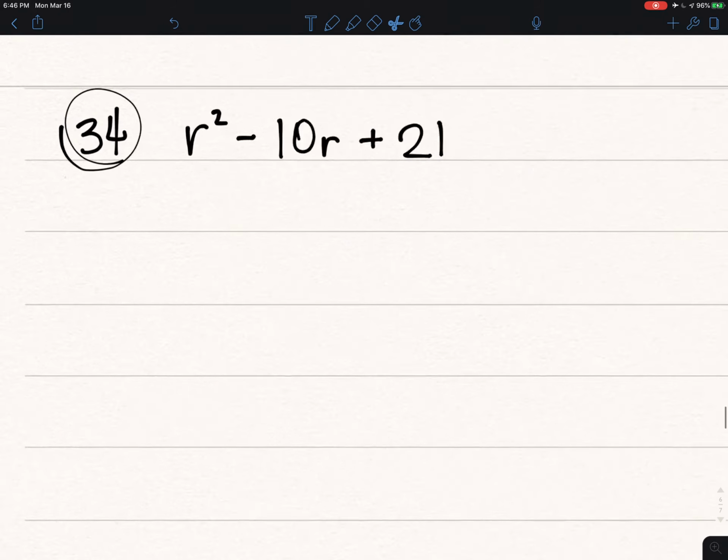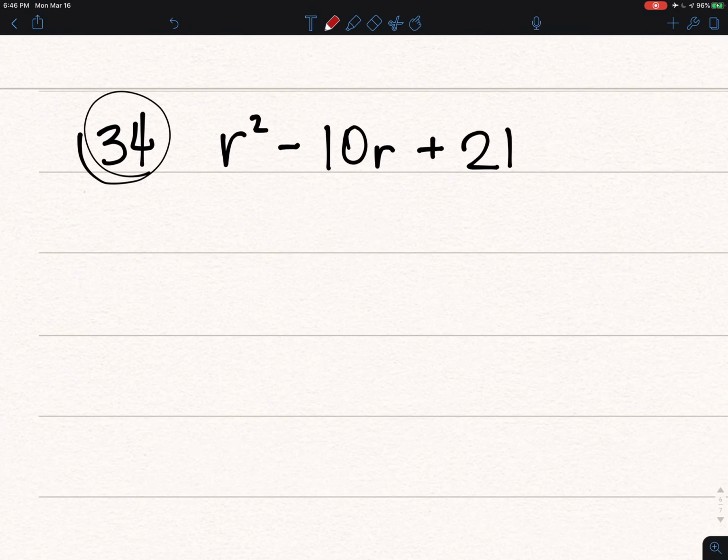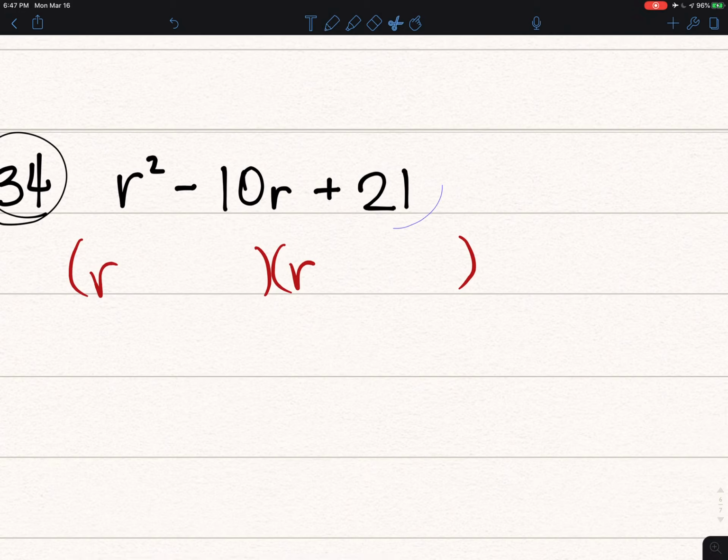Moving on, number 34. This one doesn't look too hard. Do I have a GCF? I do not have a GCF for all 3 terms, so we'll just start with our 2 binomials. Ask yourself what 2 things can multiply together to give you an r squared, and you'll get an r and an r. Then ask yourself what 2 things can multiply together to give you a 21. Well, we could have a 1 times a 21 or a 3 times a 7. Those are our only options.